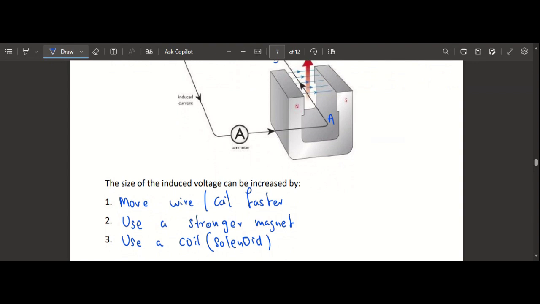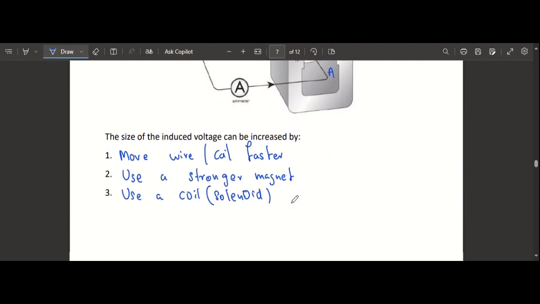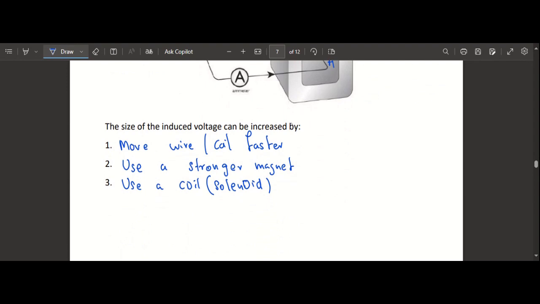Now here actually what is happening is, as I told you before, how much voltage is induced depends on how much the magnetic field is changing. If you move the coil faster, it will cut more field lines. Let's say the magnetic field lines are like this. If you move the coil slower, within a short time the field lines cut by the wire will be fewer. If you move faster, within the same time it will cut more field lines.